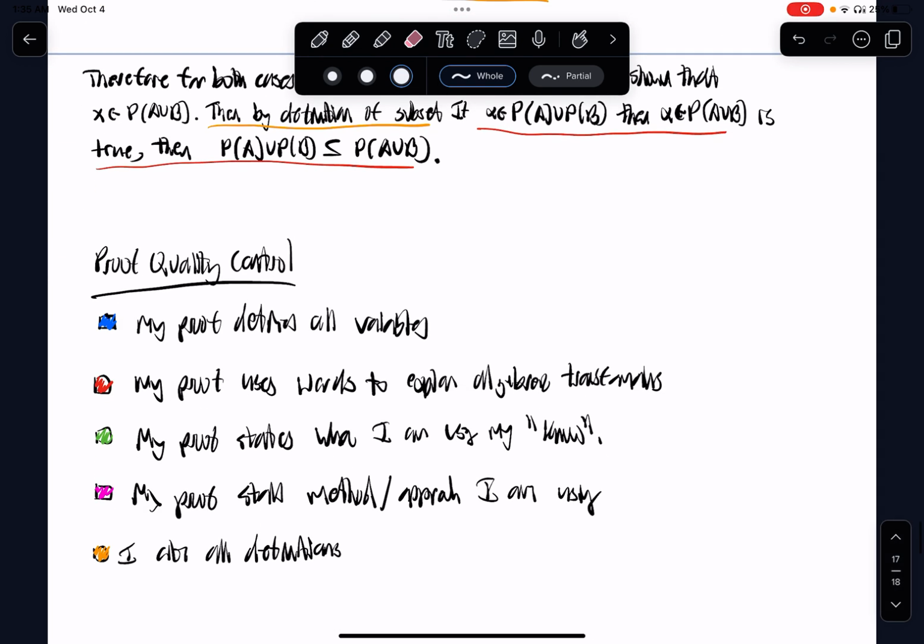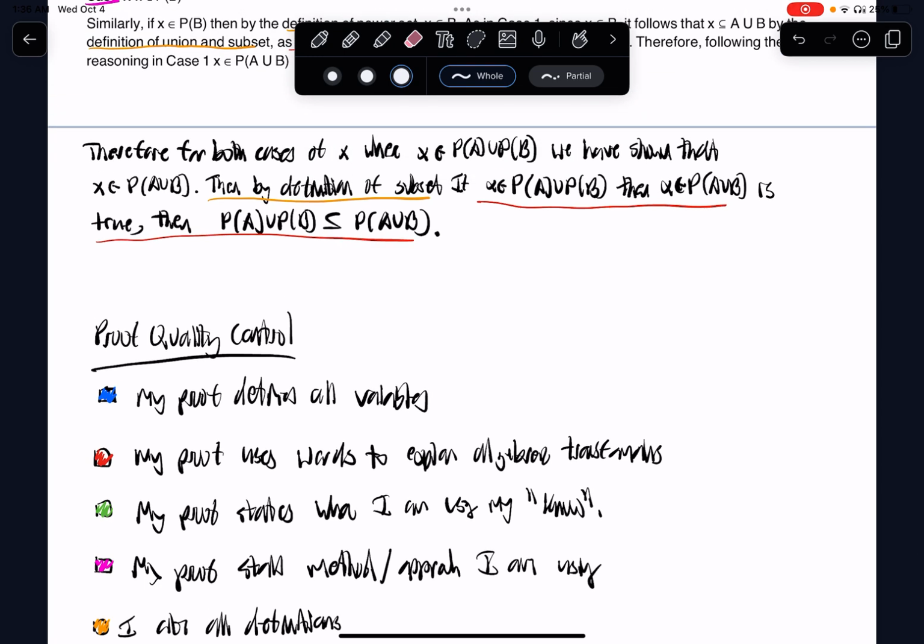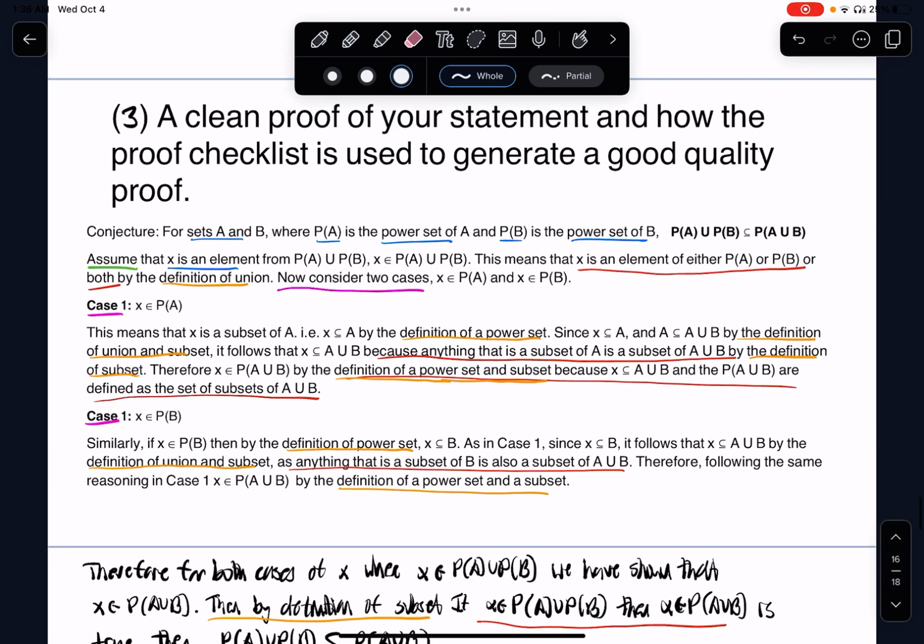So I use my proof checklist, or proof quality control, to check my proof. The first one is checking if my proof defines all variables used, and that's underlined here. Like defining A and B as sets, defining P of A and P of B as the power sets of A and B respectively, and also defining X as an element from the power set of A union the power set of B.